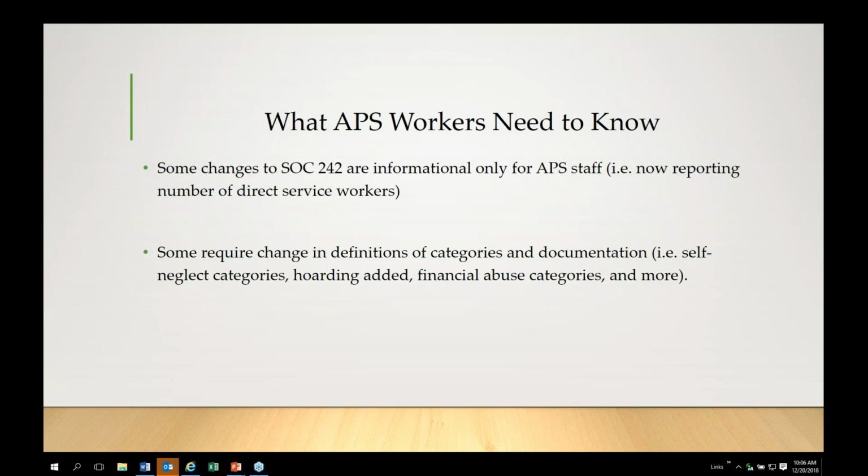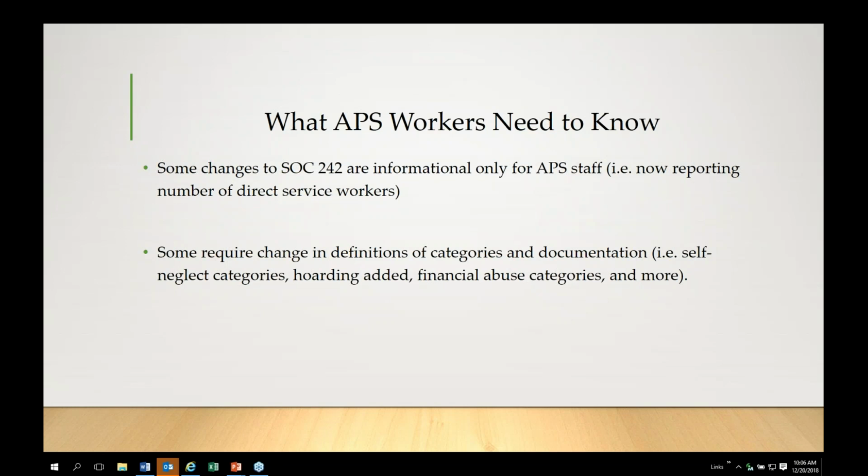As your representative at CDSS, I often get asked, what do caseloads look like? And not knowing how many workers there are in the state, because at this point, I don't have that information unless I do a point-in-time survey of the counties, I can't answer that. So we are now asking on the SOC 242 that counties report how much staff they have.